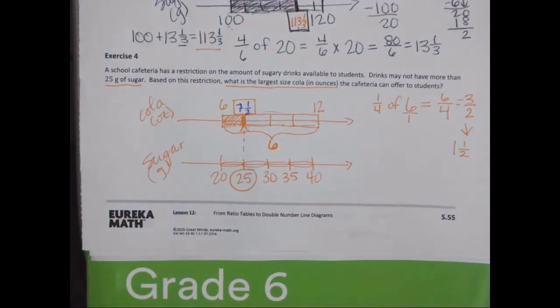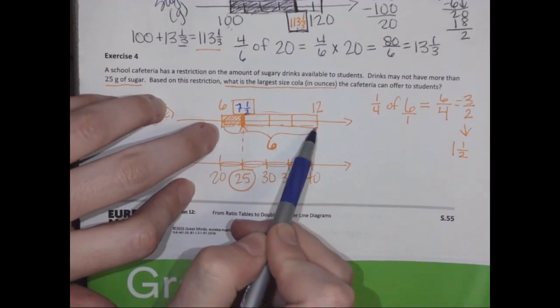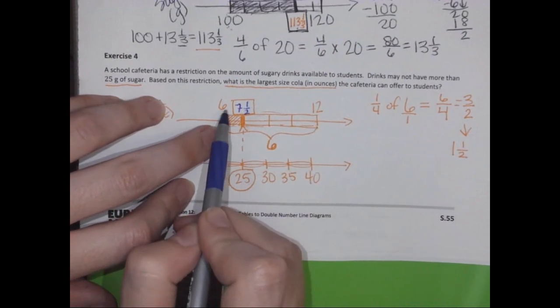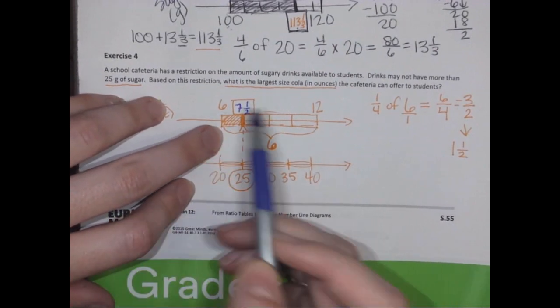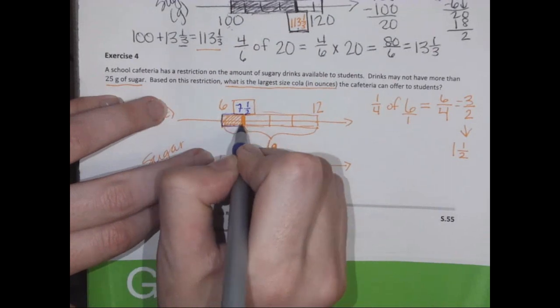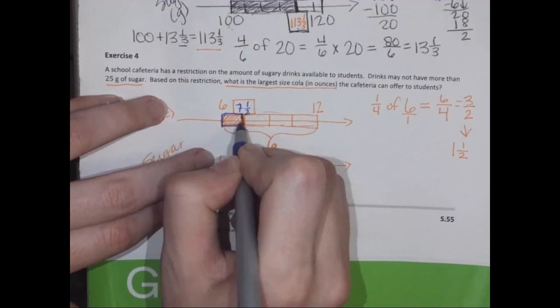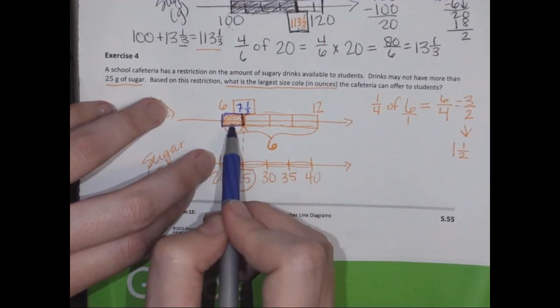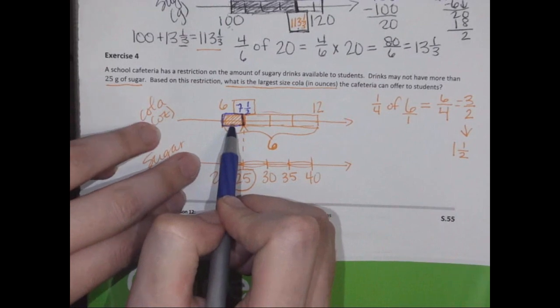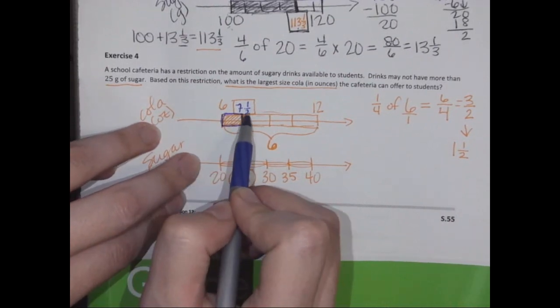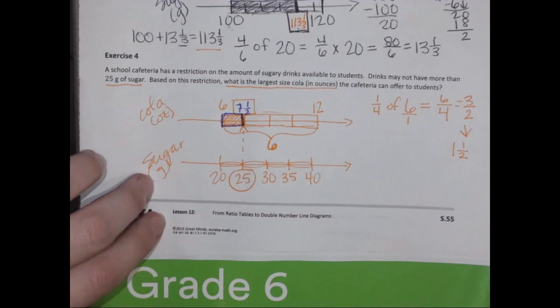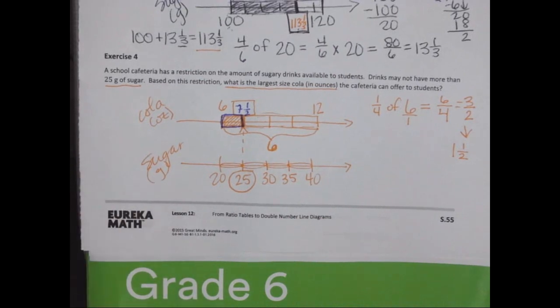Exactly. I didn't start my number line, or this section that I'm looking for, at 0. I started at 6. So I have to add this section to 6. This is worth 1.5 ounces. So 6 plus 1.5 ounces is 7.5 ounces. Did we find our answer? Not yet, Isaac.